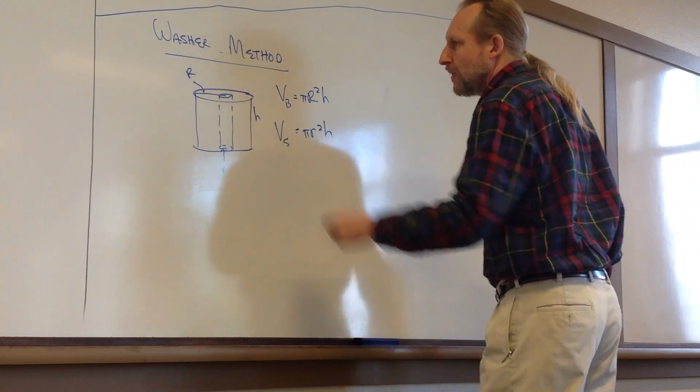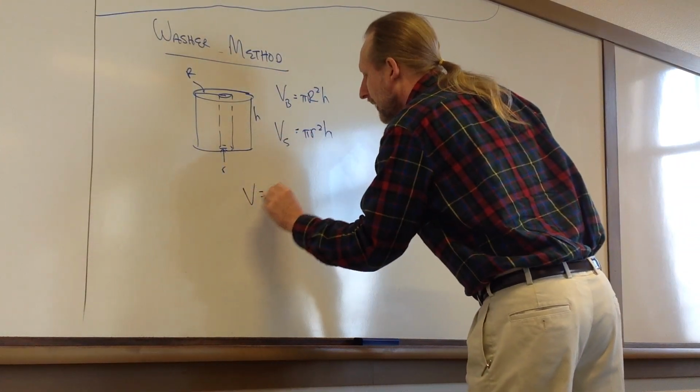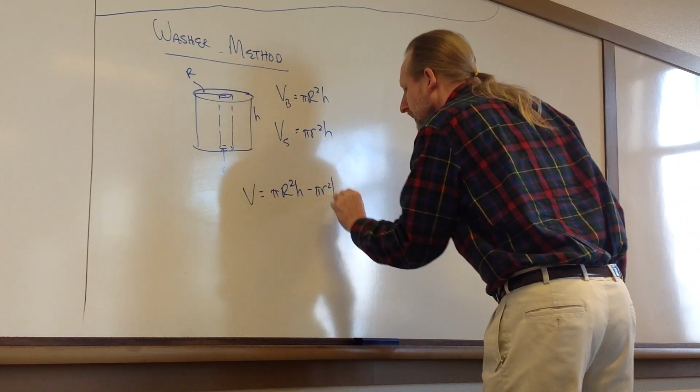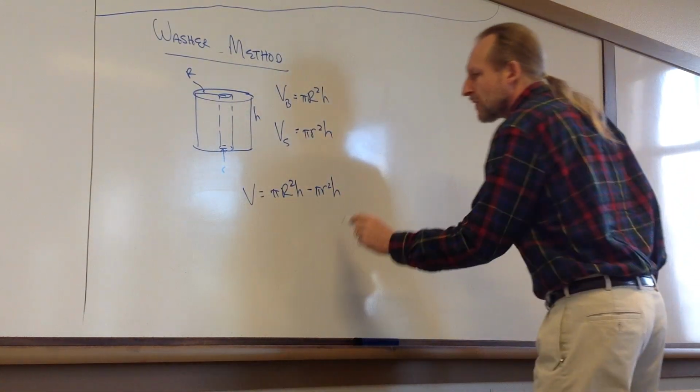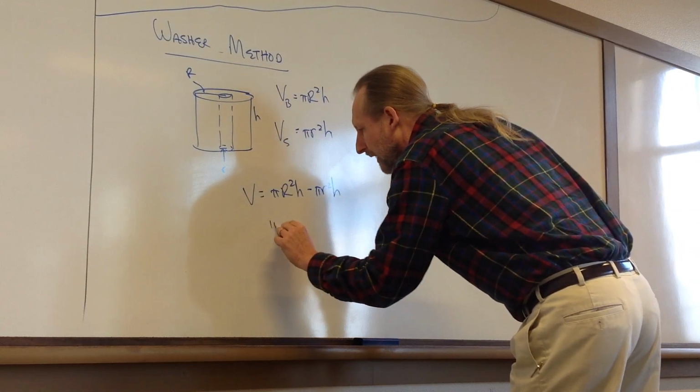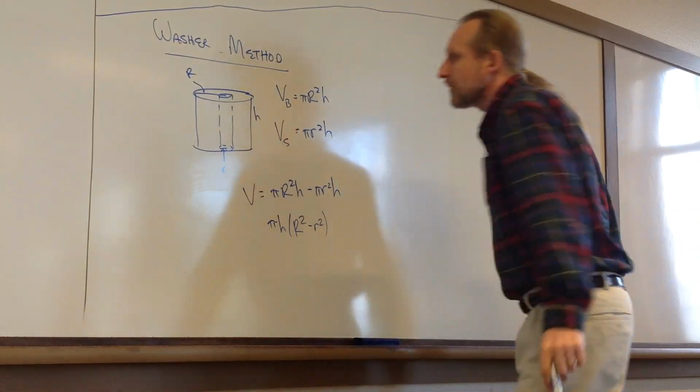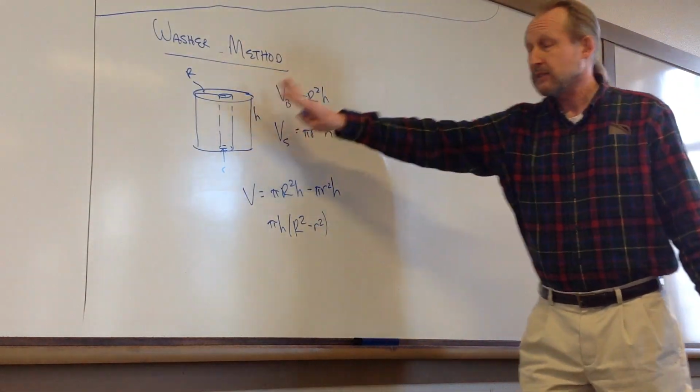The volume of the big cylinder is pi capital R squared h, and the volume of the small cylinder in the middle is pi lowercase r squared h. And so if we want the volume of the whole thing, that'll be pi capital R squared h minus pi lowercase r squared h. We can factor these out: pi h times capital R squared minus lowercase r squared. So that's the fundamental idea.